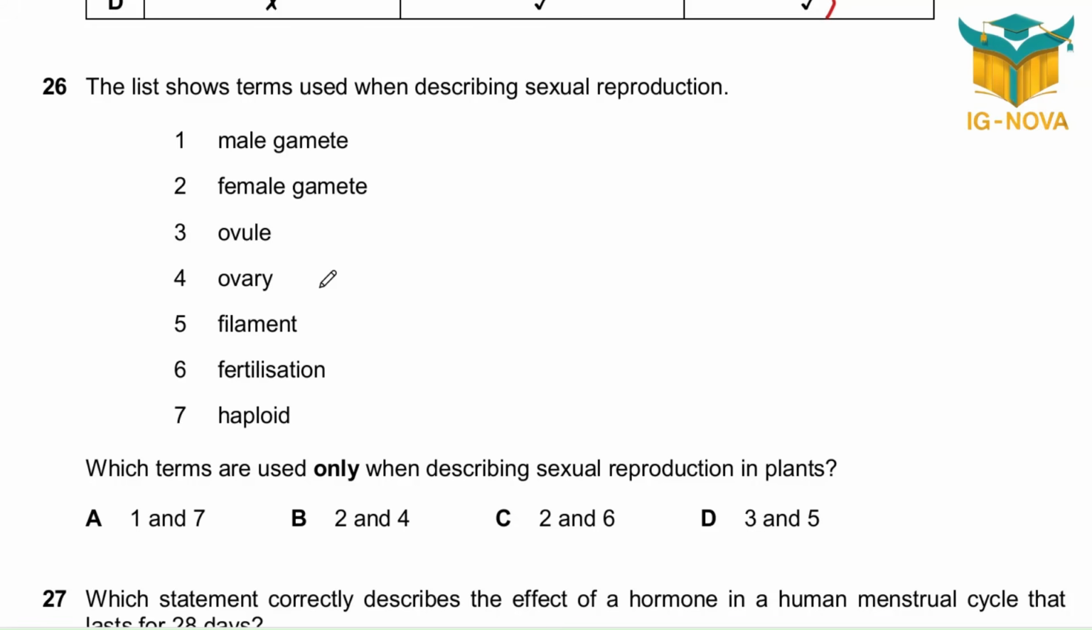Question 26. Which terms are used only when describing sexual reproduction in plant? Anything as a vocab shared with animal, reject, don't accept.